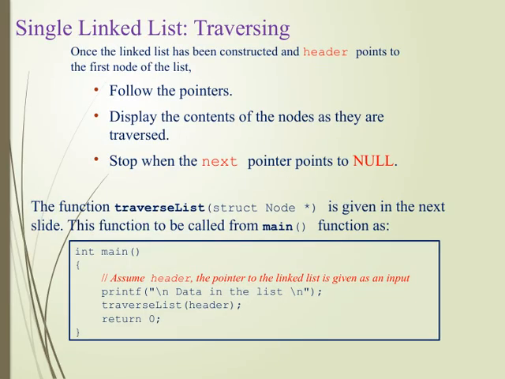Now that we've constructed our linked list and the header points to the first node, the next step is to traverse the list. The idea here is to follow the pointers from one node to the next, displaying the contents as we go. Think of it like walking through a chain, where each node points to the next one in line. We keep doing this until we reach a node where the next pointer is null, indicating we've reached the end of our list. The traversal is handled by a function called traverseList, which takes a pointer to a node as its input. In our main function, we simply call this traverseList function and pass it the header pointer, which points to the start of the list.